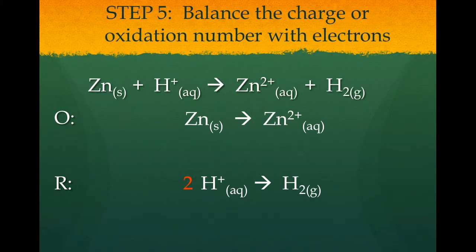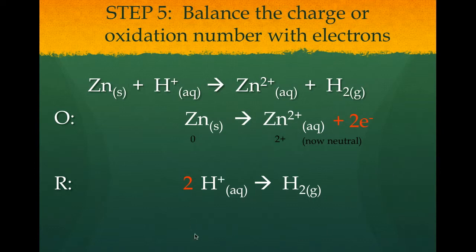All right, step 5, we're going to balance the charge or oxidation number with electrons. So looking at this oxidation half reaction, on the reactant side, zinc is neutral because it's in its solid elemental state. On this side, zinc has a 2 plus charge. So we have a neutral charge on our reactants, a 2 plus charge on our product side. We need to have the same charge on both sides by adding electrons. So the only thing I can do, I cannot make this more positive. All I can do is bring the 2 plus down to neutral. To do that, it's going to require 2 electrons.